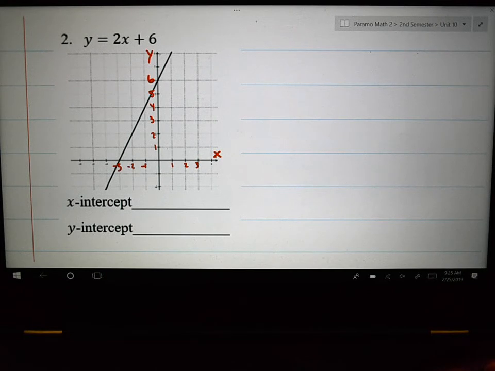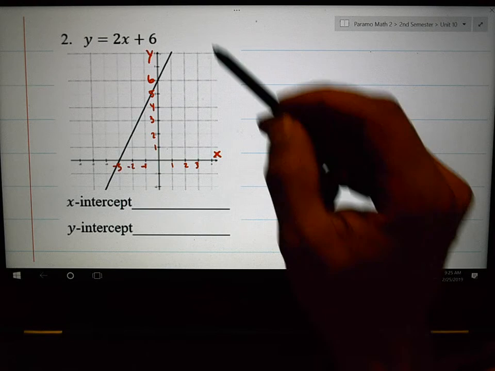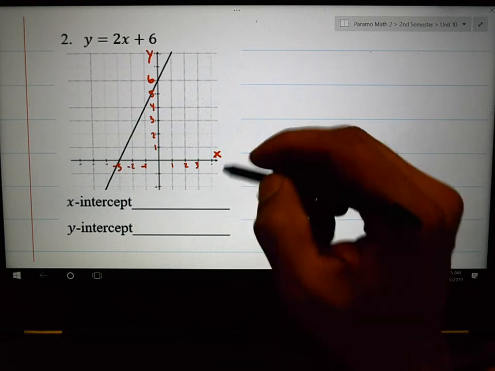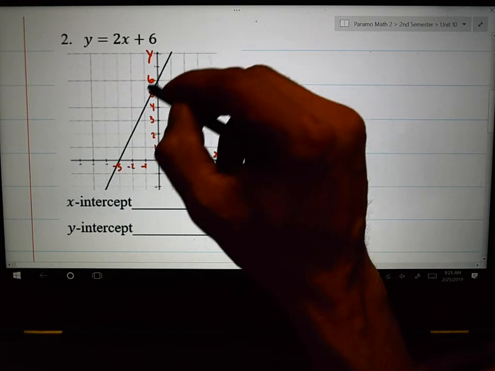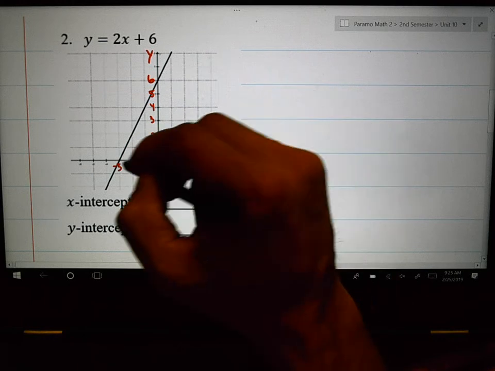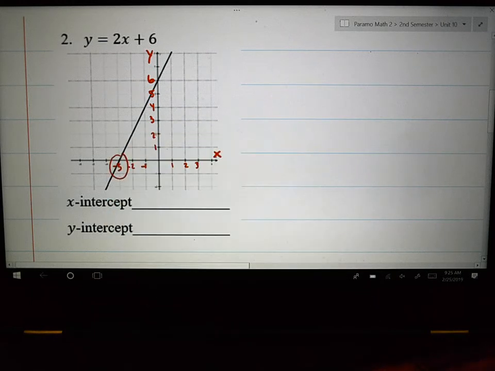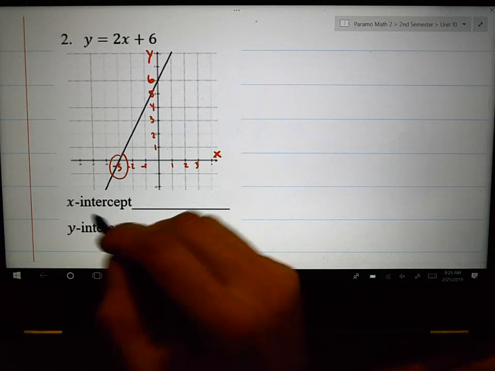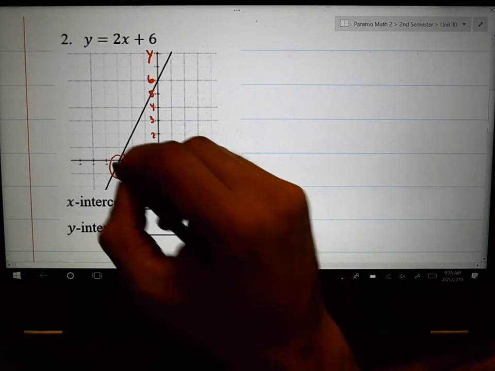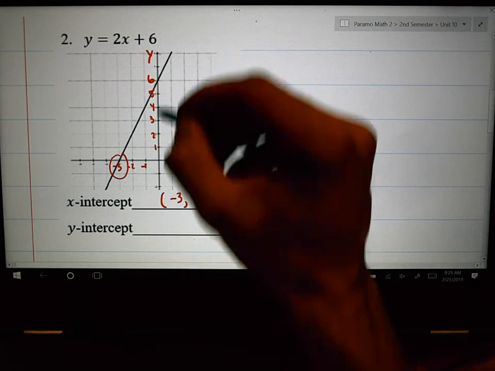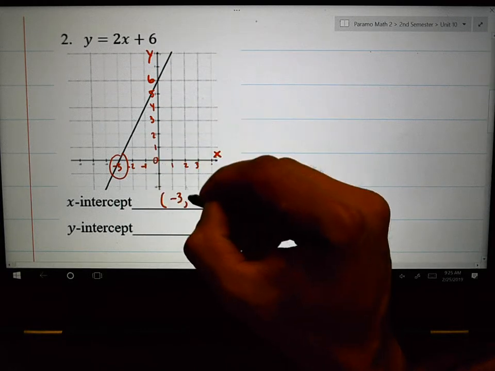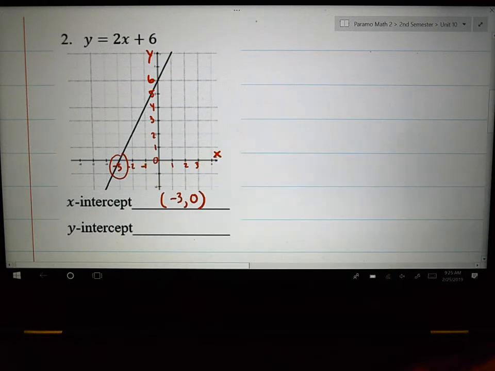So the first thing it asks me to find, what's the x-intercept? Where does it cross the x-axis? Where does the line intercept or cross the x-axis? And it's right here. Don't just say -3. It's an ordered pair. For x-intercepts, our x-coordinate is -3 and our y-coordinate is 0. To write the x-intercept, we write it as (-3, 0) in parentheses. That's how you get full credit on your quiz or test.